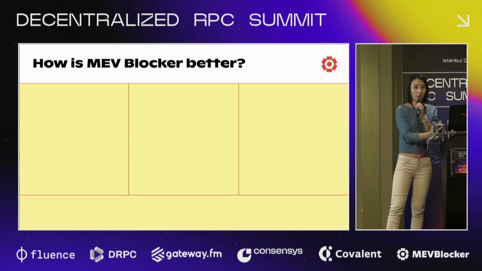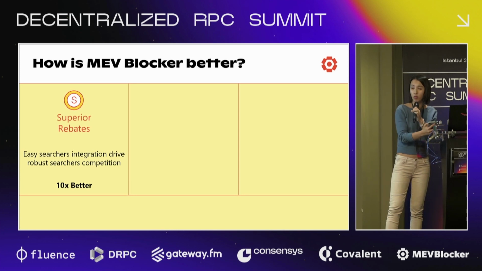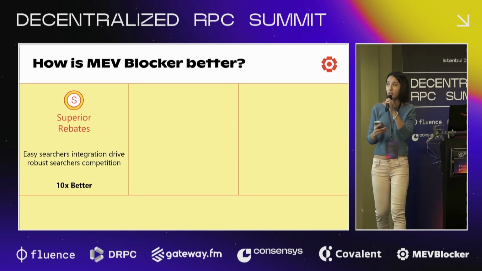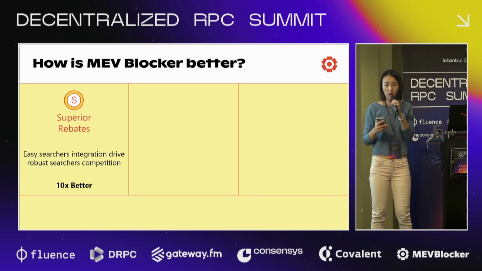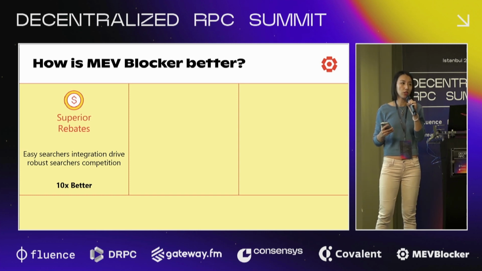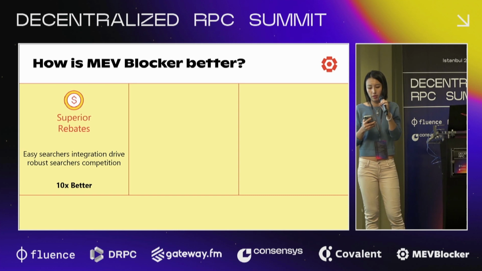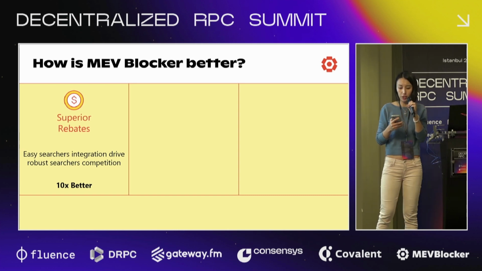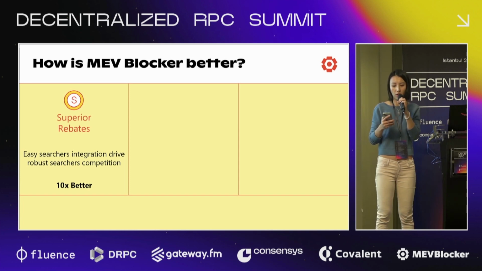After all this, why is MEV Blocker better? Well, for one, we have superior rebates. MEV Blocker is designed to be very easy for searchers to integrate. Unlike MEV Share, MEV Blocker does not require new on-chain search logic based on very limited public information. A traditional searcher algorithm is sufficient to integrate with MEV Blocker. What it means is that searchers find it very easy to onboard into MEV Blocker. It means that there's robust competition among searchers, which drives superior trade rebates.